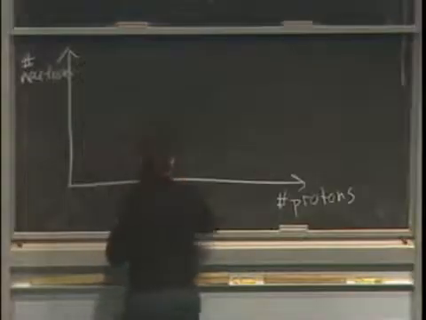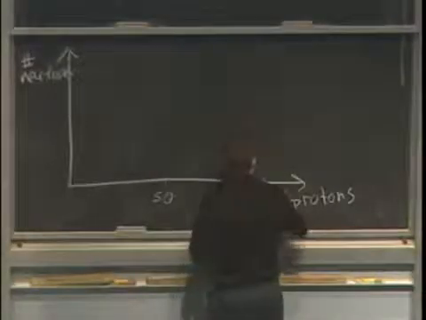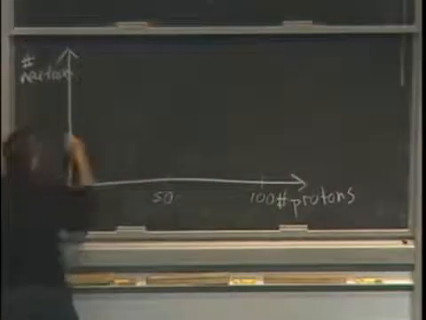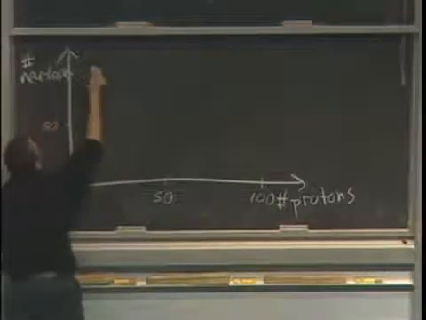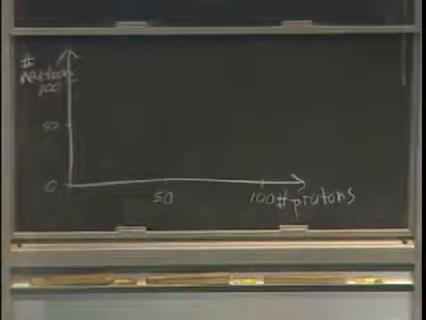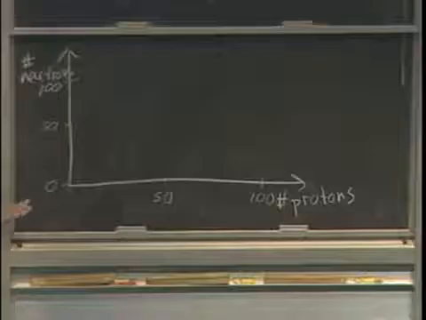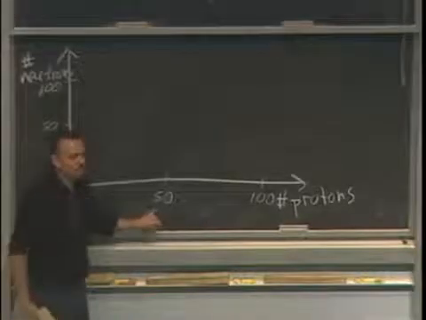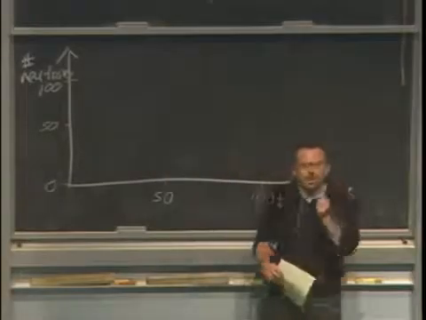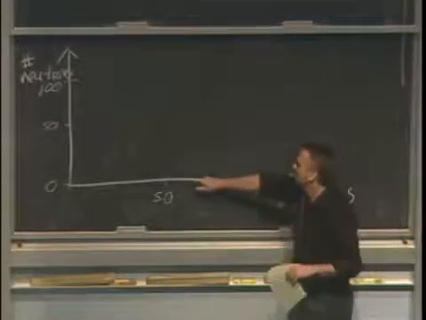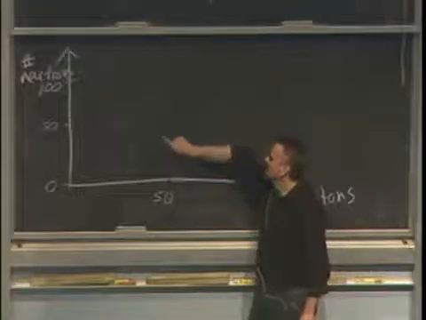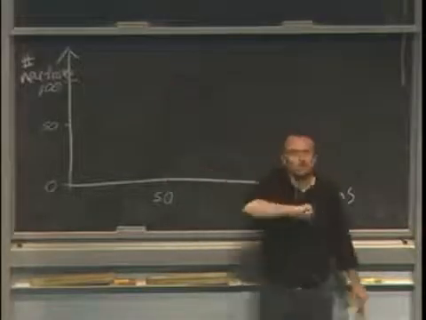So there's 0, 50, 100, and 0, 50, 100. This is a plot that's supposed to represent, for a given element, remember, the element is determined by the number of protons, so each point along this axis would represent a different element. And then the isotope is determined by the number of neutrons. So for a given element, we can have different points along here for the number of neutrons.